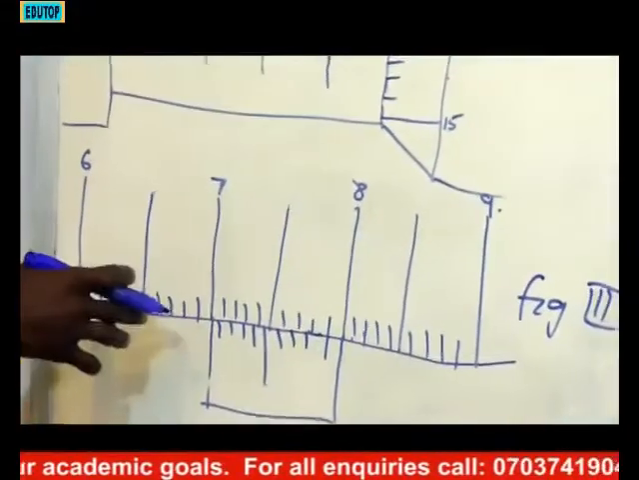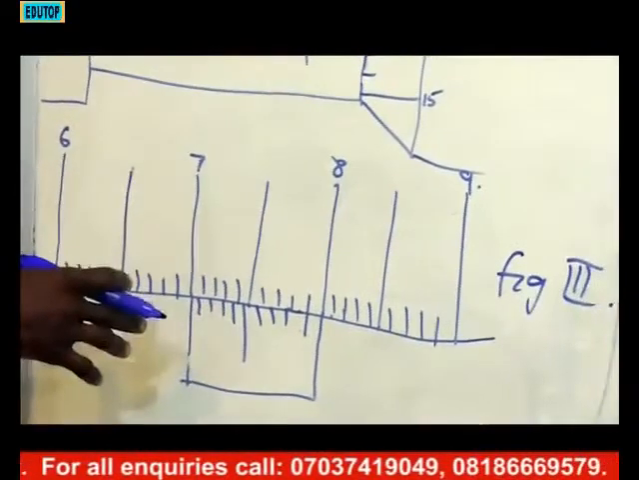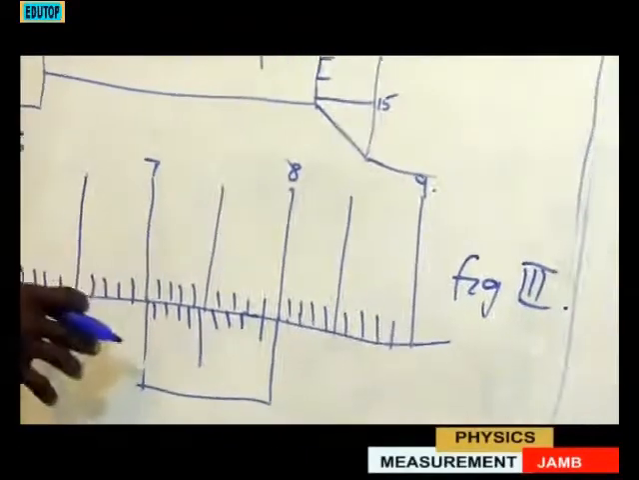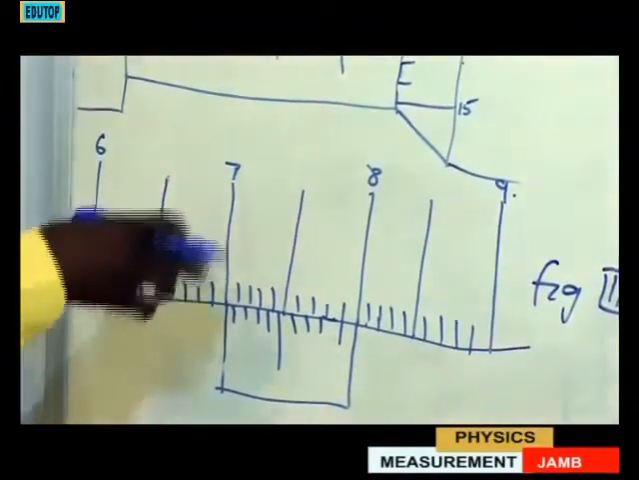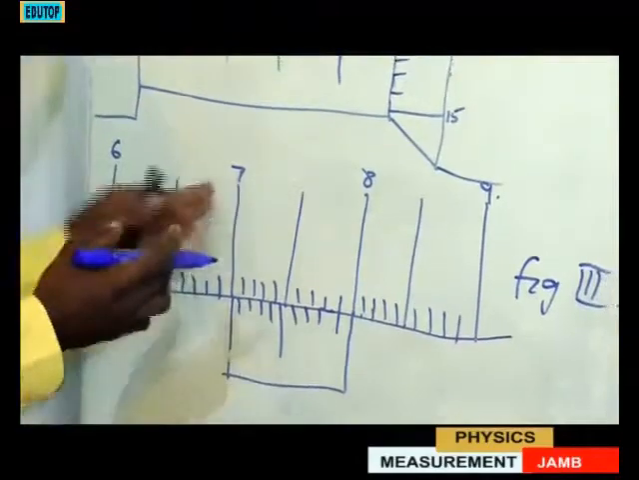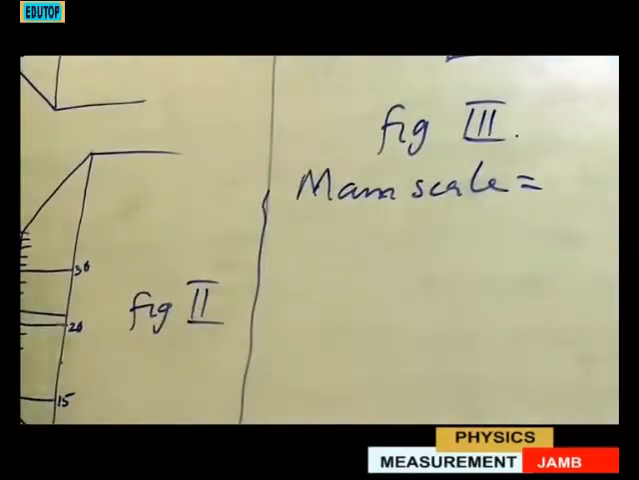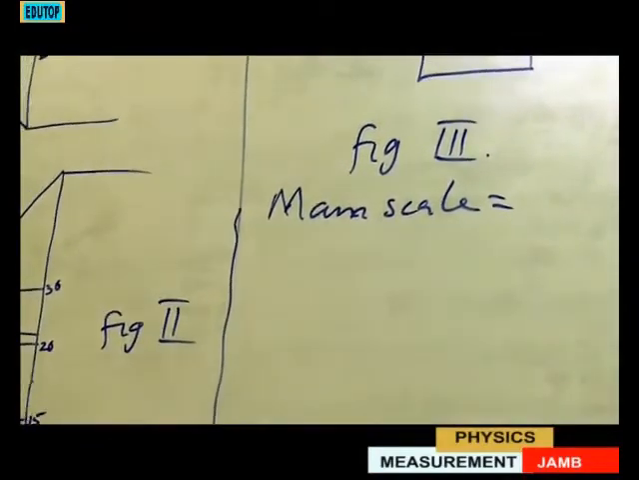So the question says, the diagram above represents a portion of a vernier caliper. What is its reading? So let's now consider this. For figure 3, main scale. The same way we have solved that of micrometer screw gauge, it's the same way with this. But let's see the approach.